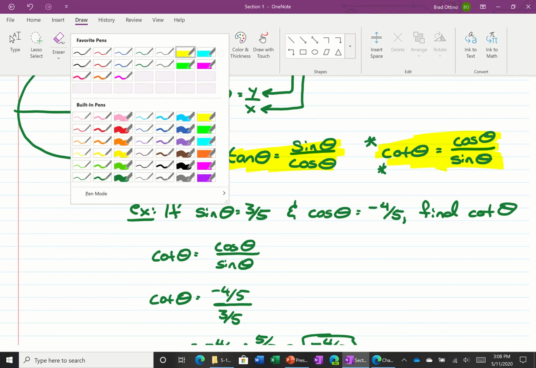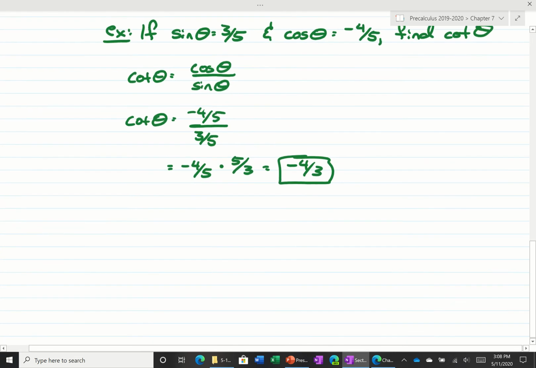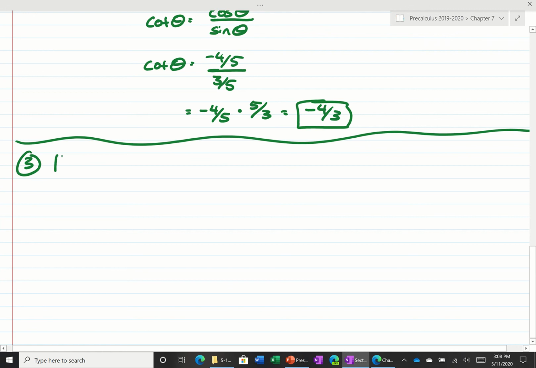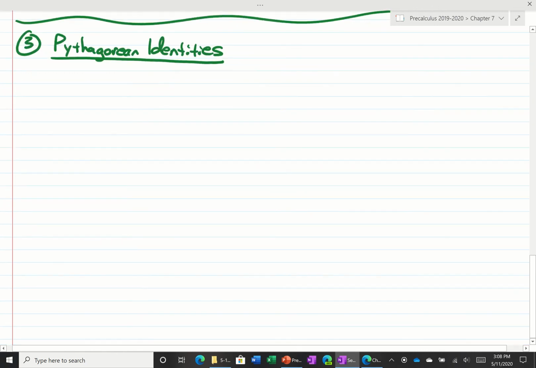All right, and now we're down to our third identity. The third identity is called the Pythagorean Identities. And we're going to use our same unit circle that we drew in the last lesson.